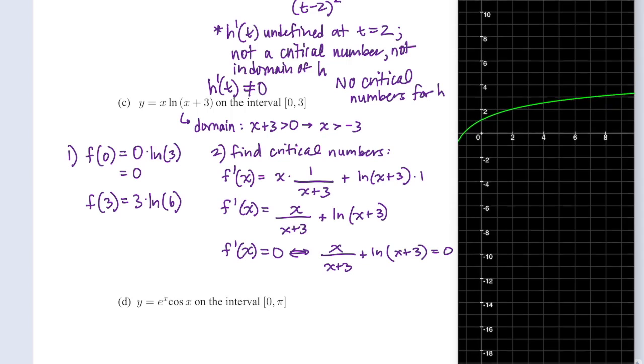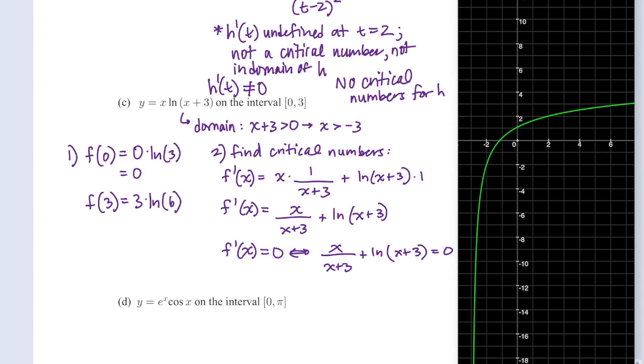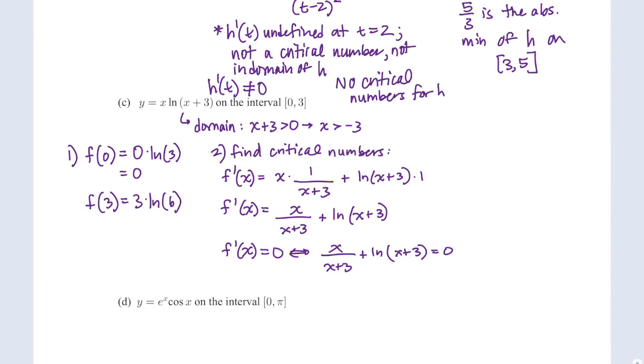So we can see on 0 to 3, this graph does not cross the x-axis. It does cross the x-axis over here at, let's see, a little to the left of negative 1, but there's no place where this function is 0 on the interval from 0 to 3. So we looked at a graph and we can see f prime of x is not 0 on the interval from 0 to 3. So we have no extra critical numbers to consider here. So step 3, compare function values.